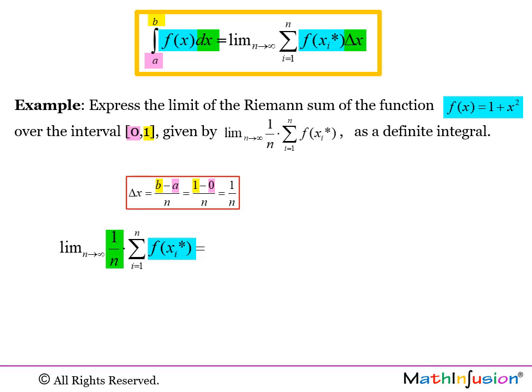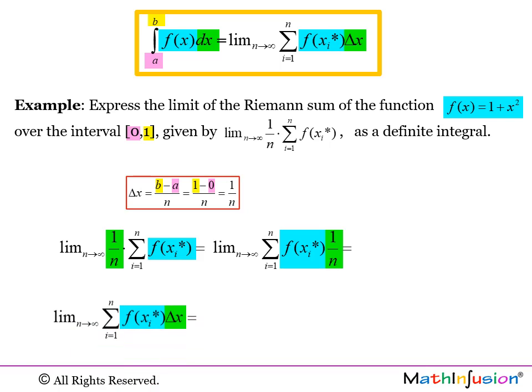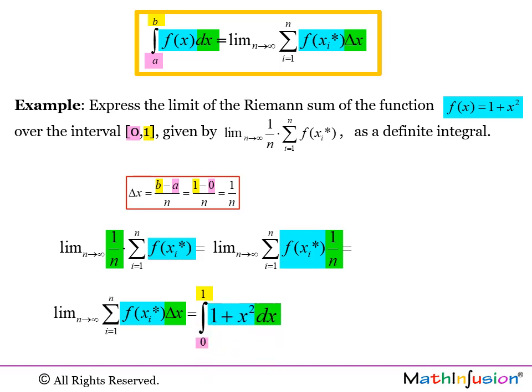So it's clear that the limit written in the example is actually the limit as n approaches infinity of 1 over n, which is delta x, times the sigma of f(xi star) as i runs from 1 to n. And I know what the function is, so I can rewrite it like this. And this is also this, because 1 over n is delta x.